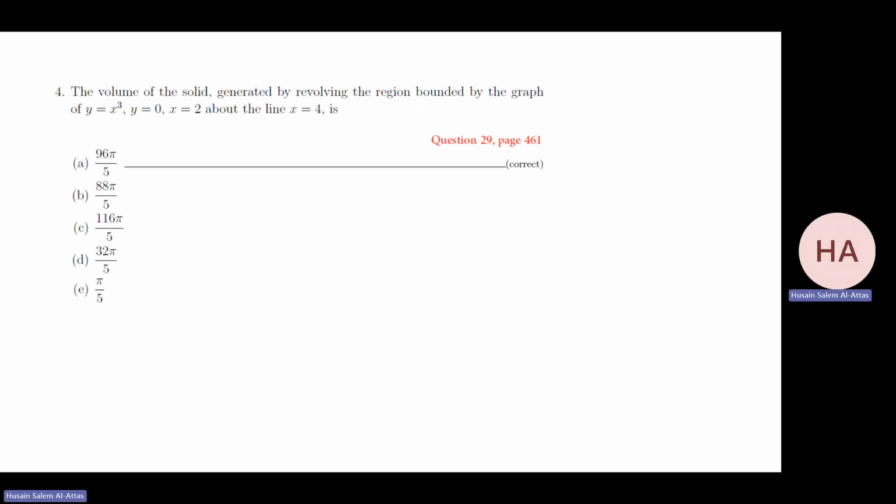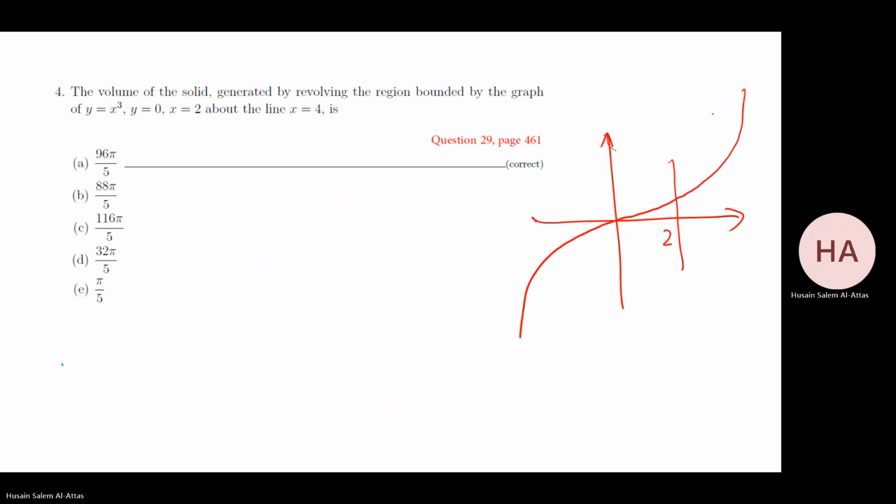The volume of the region bounded by... I want to finish this 7.2. I'm taking a little bit long video, but just to finish this 7.2. y equals x cubed, y equals 0, x equals 2. Is it x equals 2? And about the line x equals 4. This is my axis of revolution. Okay.